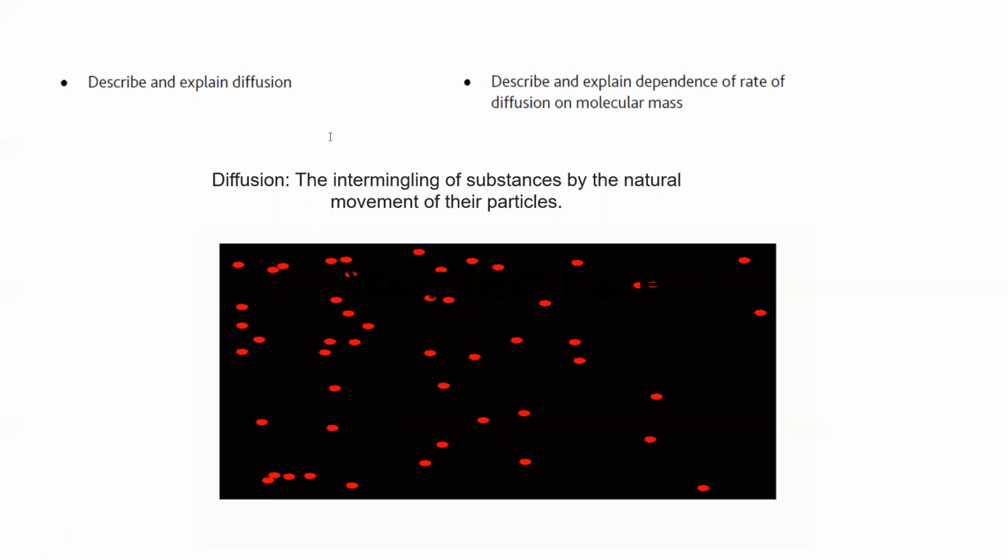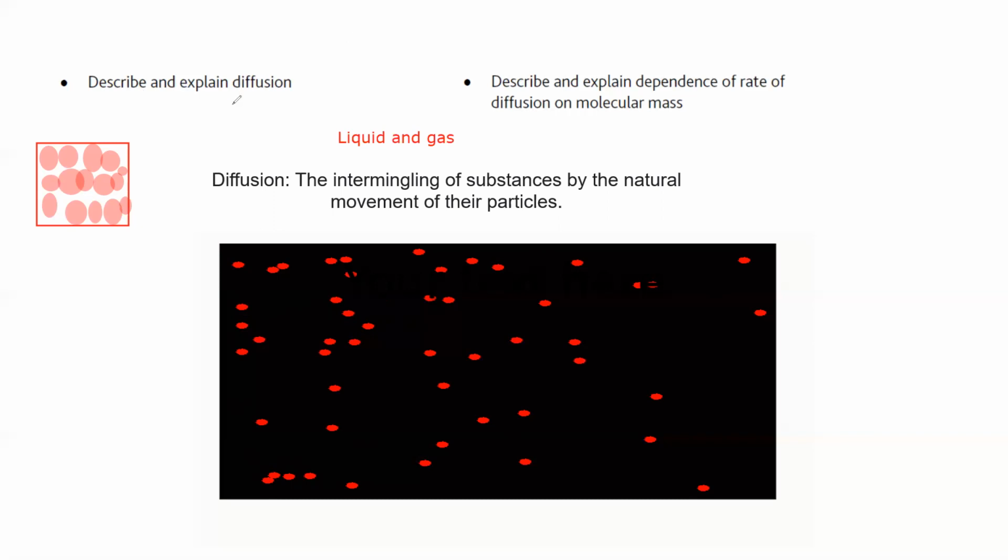Diffusion can happen in liquids and gases, but it cannot happen in solids. What is the reason why diffusion cannot occur in a solid? Because in a solid, as we discussed, the particles are tightly packed together. So within a solid, diffusion cannot occur.